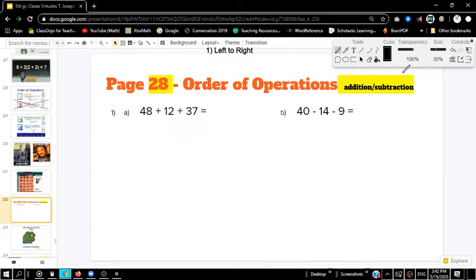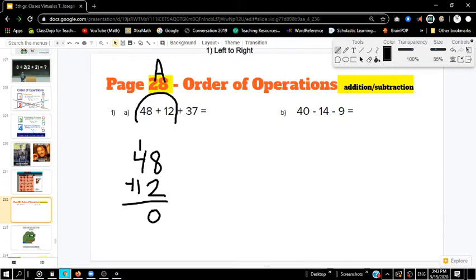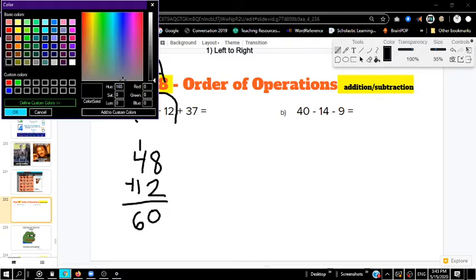The first problem that we have is 48 plus 12 plus 37. We're going to start from the left and go right. Okay, so let's do that first problem. 48 plus 12 is our first part of the problem. Let's do that first. That's our step A. 48 plus 12. 8 plus 2 is 10. Carry our 1 to our tens column. 4 plus 1 plus 1 is 6. That's going to give us our first answer. 60 is our answer to our first problem, okay?